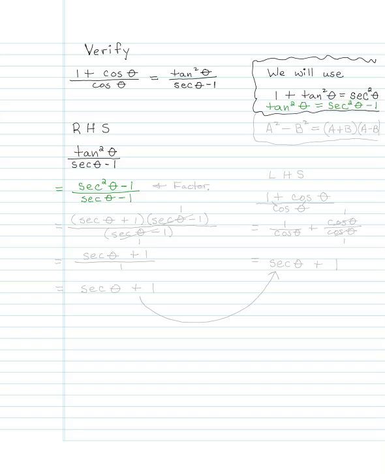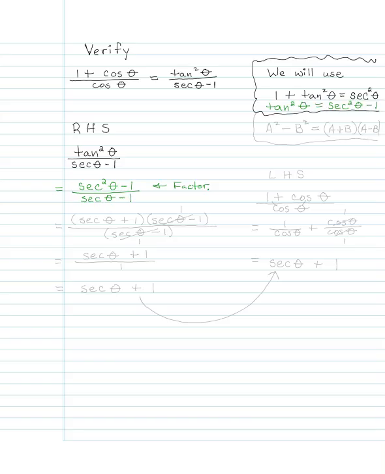Okay, now at this point I have students who will cancel incorrectly. If you're canceling at this stage, you're doing it wrong. The only way to cancel with fractions is if you have like factors. And so what I'm going to do next is I'm going to factor the secant squared theta minus 1.